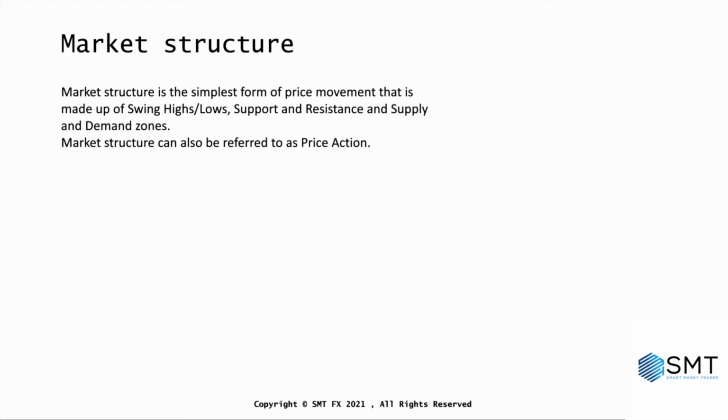So market structure. Market structure is the simplest form of price movement that is made up of swing highs and lows, support and resistance, and supply and demand zones. Market structure can also be referred to as price action. Now in this example here, we've got a swing high or a higher high and a swing low or a higher low. Now what this is showing us is where price is pushing above the swing high or the higher high is that price is wanting to push higher. Now if we had a break down past the swing low or the higher low, we'd then be looking at a market that's trying to push downwards.